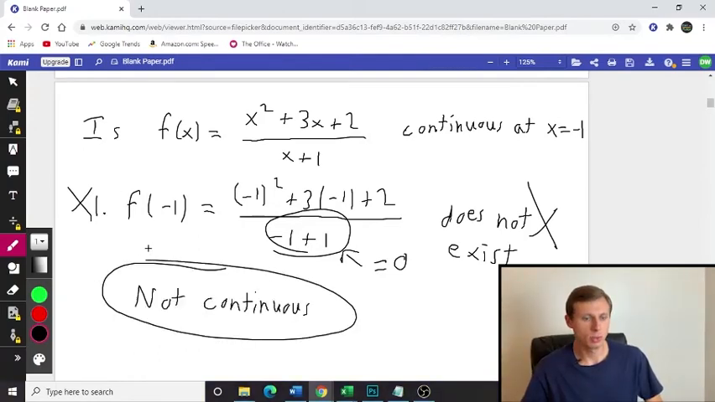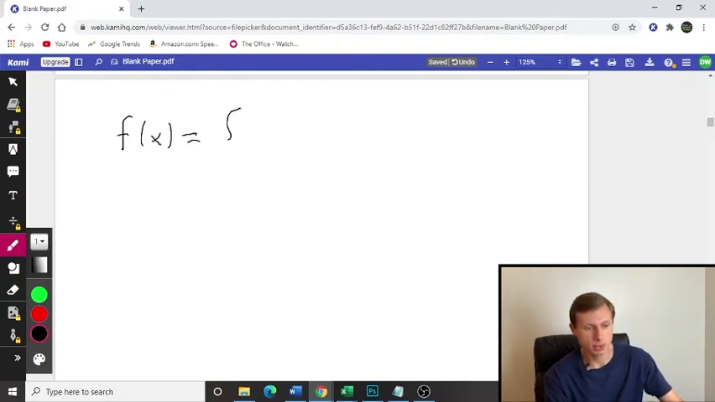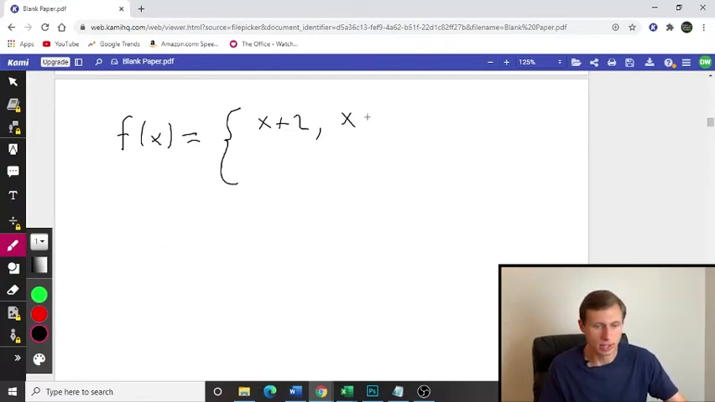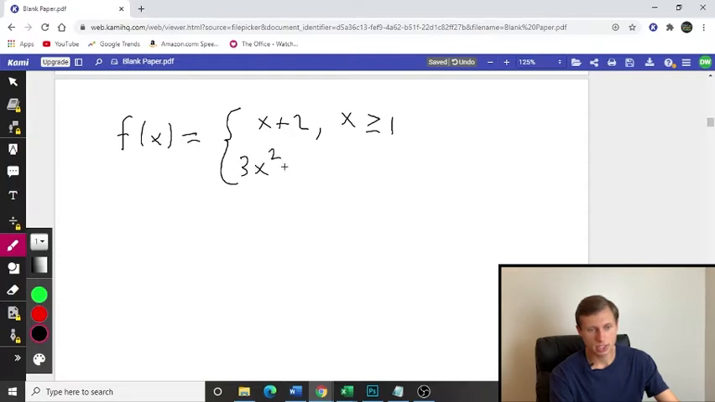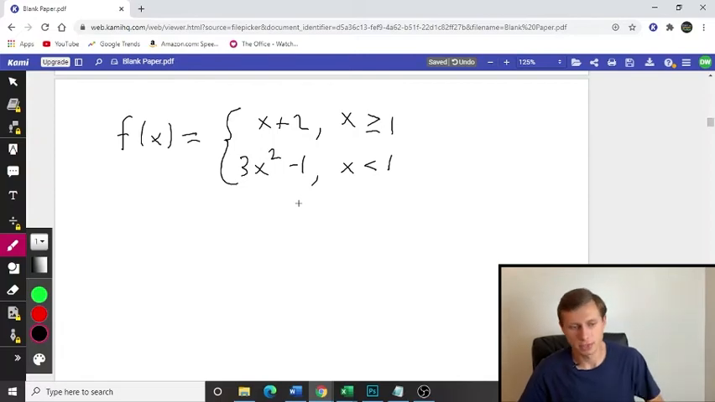And now let's look at one more example, and this example is going to use a piecewise function, which means it's annoying. In case you've never seen a piecewise function before, it looks something like this. f of x is equal to something like x plus 2 when x is greater than or equal to 1, and then we can say something like 3x squared minus 1 when x is less than 1. And with any piecewise function, it's important to understand that it's just doing something different from both sides. And specifically what's going on here is that the function's changing at the point x equals 1.